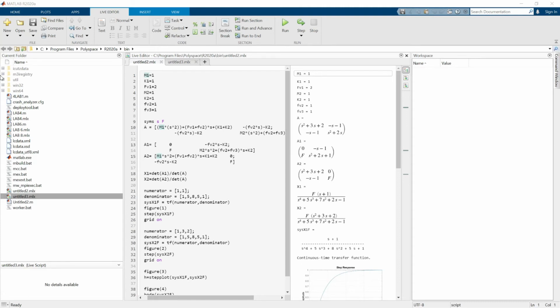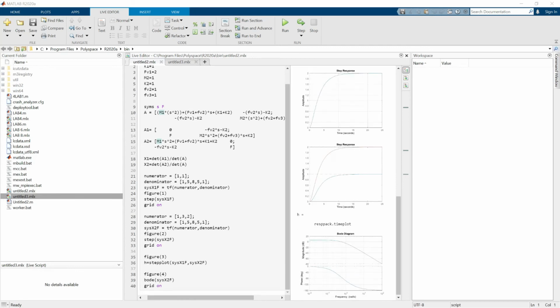At the start of the coding for part A, the values of the components have been declared here. As we can see, the value of M1 is equal to 1, K1 is equal to 1, FV1 is equal to 2, M2 is equal to 2, K2 is equal to 1, FV2 is equal to 1, and FV3 equals 1. Then all the equations for A, A1, A2, and also the transfer function x1, which is determinant of A1 over determinant of A, and x2, which is determinant of A2 over determinant of A, were written below the variable section.